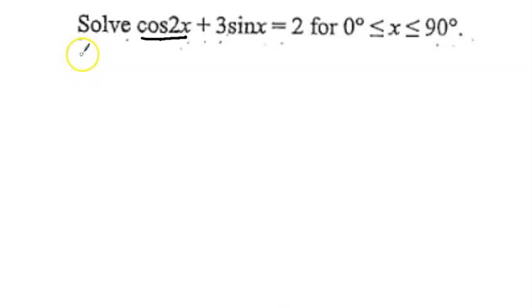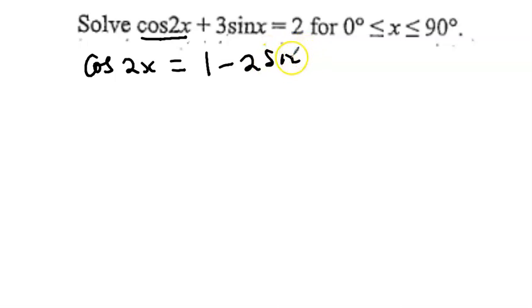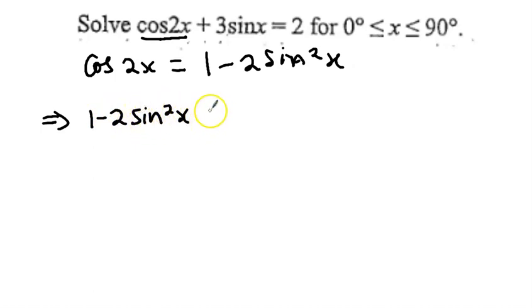And from trig identities, cos 2x is the same as 1 minus 2 sin squared x. So in place of cos 2x, we are going to put 1 minus 2 sin squared x. So the equation becomes 1 minus 2 sin squared x plus 3 sin x is equal to 2. So we have a common ratio.